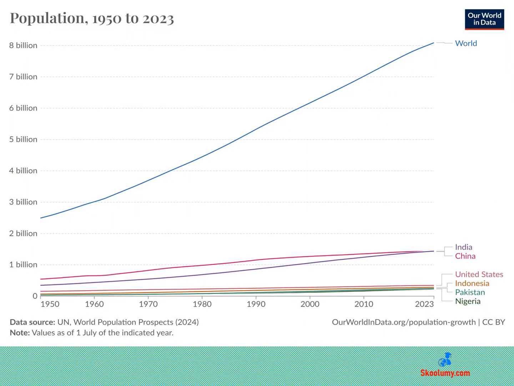The chart shows the world population and those of the 6 most populated countries between 1950 and 2023. In 1950, world population was 2.49 billion, and by 2023 it has risen to 8.09 billion. India is now the most populated country in the world, having overtaken China. India's population increased from 346.28 million in 1950 to 1.44 billion in 2023.